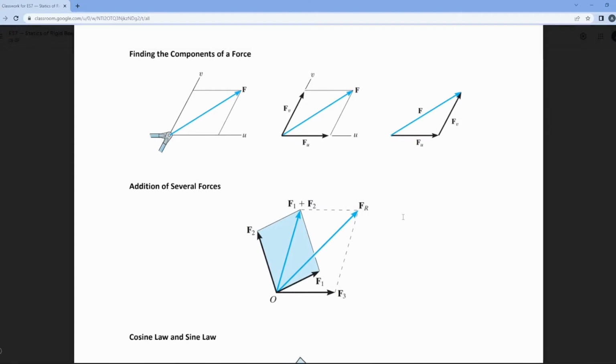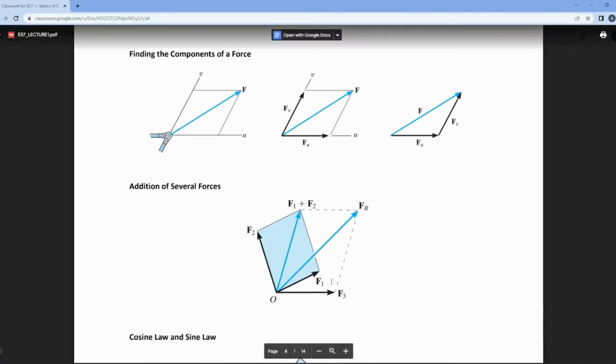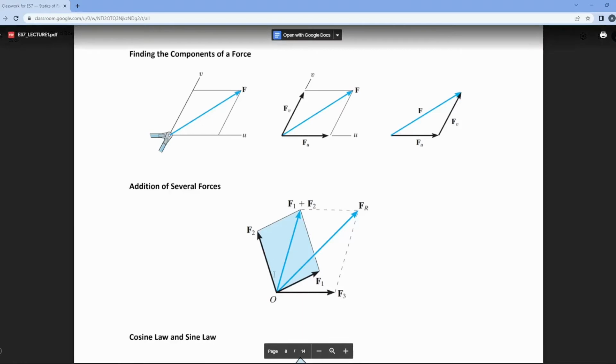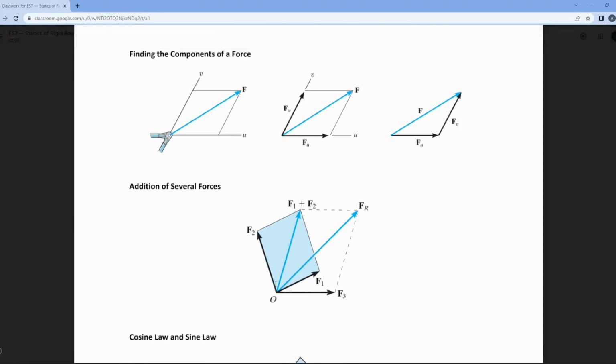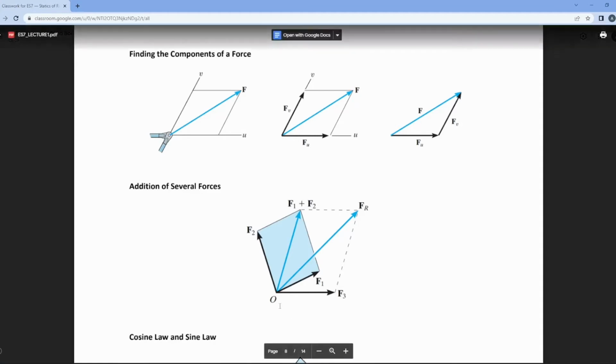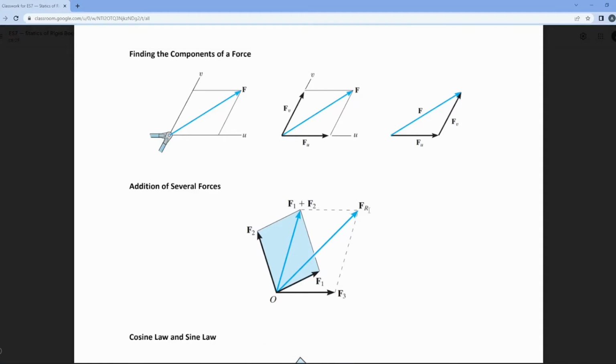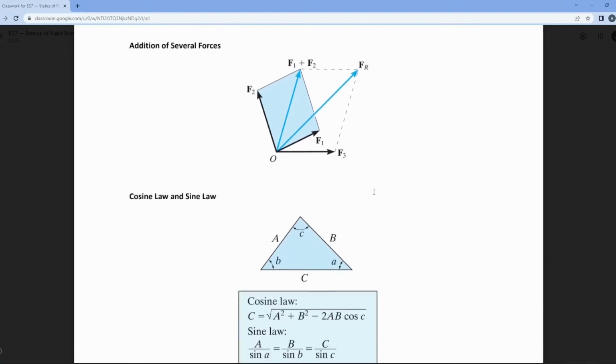Next, we have addition of several forces. For example, you have three forces, F1, F2, and F3. You want to find the resultant force. It says there, add the first two first. So, we added F1 and F2. This is the resultant of F1 plus F2, right? So, from here, you add F3. Using parallelogram law, we got Fr. Okay? So, that's all there is to it.